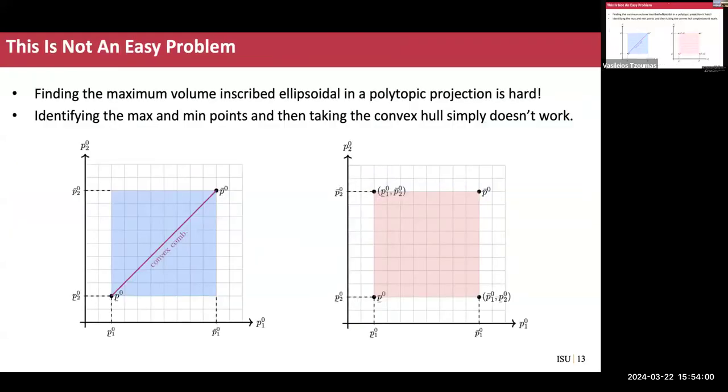However, finding this maximum volume inscribed ellipsoid in a polytopic projection is the problem that we have at hand. It's not easy. It's actually an NP-hard problem. And also, if we just naively take the maximum point and minimum point when we solve this optimization problem, you maximize your aggregate flexibility, you minimize your aggregate flexibility, you find those two points. That actually doesn't work. That doesn't give you the aggregate flexibility region. For instance, in this case, you find this maximum point here. This is P naught bar and P naught under bar. You find these two points.